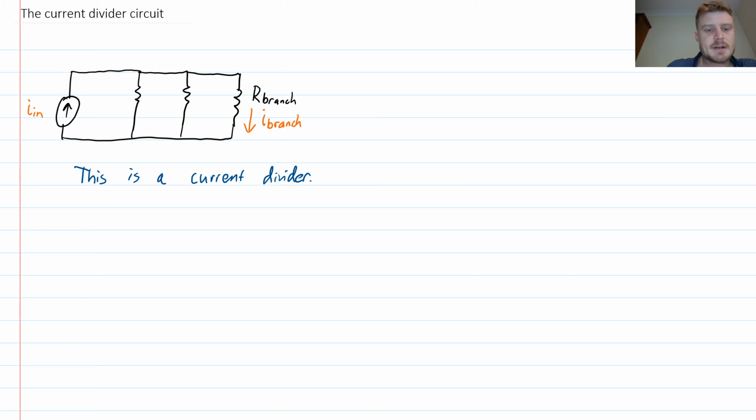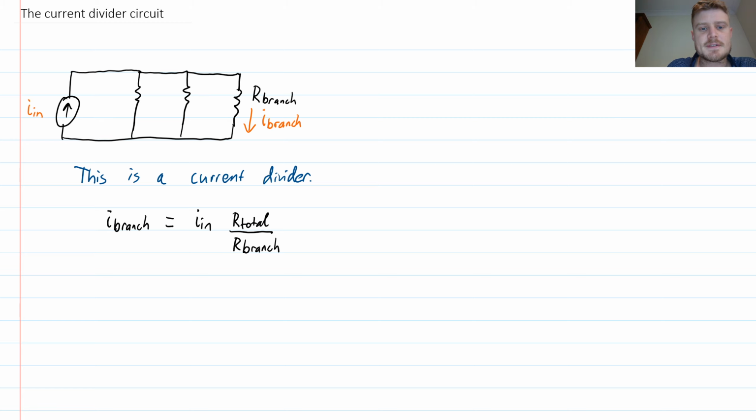So the result, or the equation for a current divider, is this. It says that I branch, or the current in a particular branch, is equal to the input current multiplied by this ratio, which is R total divided by R branch. Okay, so it's kind of the opposite way around to the voltage divider formula. So don't mix those things up.